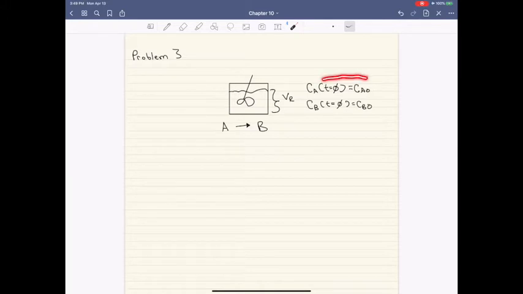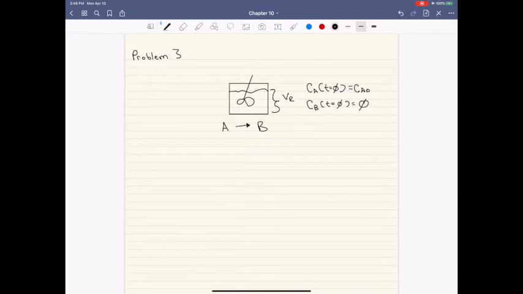Initially, the batch reactor has some concentration of A that's equal to Ca naught, at time 0. Even though explicitly in the problem statement we didn't say this, the concentration of B, we're not going to say it's Cb naught, we're going to say it's equal to 0. We'll see how this affects the problem later on down the line. In this reactor, we have the reaction A goes to B. The problem statement wants us to derive equations that describe the concentration of A and the concentration of B as functions of time.